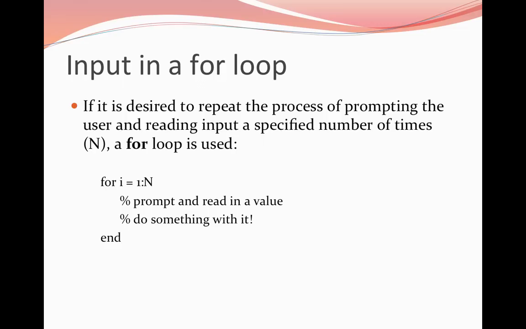So if we wanted to repeat the process of prompting the user and reading values in a specified number of times, we would use a for loop. So let's say that we have an integer n, and we want to repeat the action n times. So I might have a for loop that says for i gets the value of 1 colon n. So we're repeating the process n times, and as the comments say, in the action of the for loop, what we're going to do is prompt the user and read in a value, and then presumably actually do something with it. So n times we're going to repeat the process of prompting the user, reading something in, and then doing something with the value that the user entered.